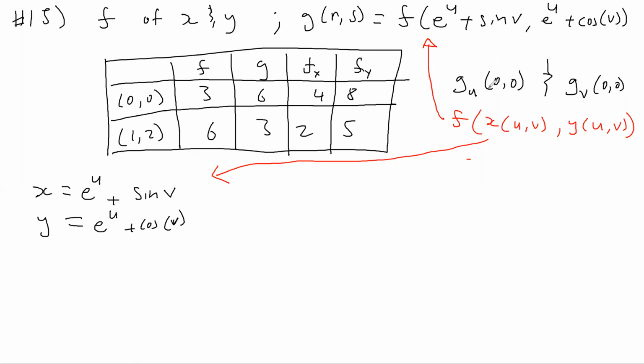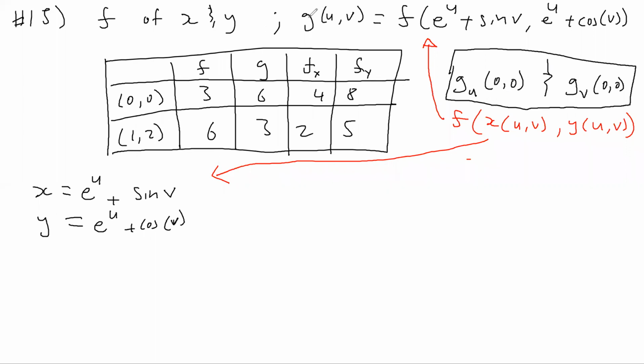In the end, we want to find a function g. Sorry, it's not r and s, it's actually u comma v, because this is what the question is telling us to find: what g sub u of 0,0 is and what g sub v of 0,0 is. What I can do is rewrite this function in terms of x and y.